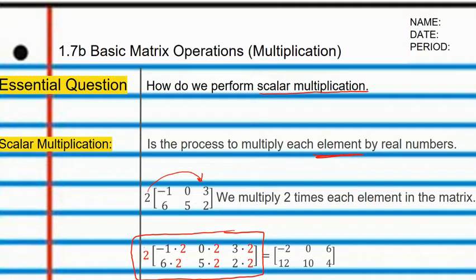So 2 times -1 is -2. 2 times 0 is 0. 2 times 3 is 6. 2 times 6 is 12. 2 times 5 is 10. 2 times 2 is 4. This is the solution when I multiply matrices. It's called scalar multiplication.